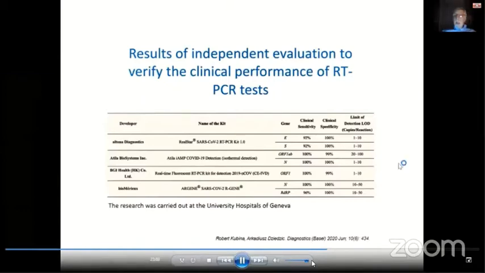This is important when you compare data, because utilizing different kits, you may have some kits that are positive because they are more sensitive, and others are negative because they are less sensitive. This is important. If you repeat the test, we must repeat with the same kit.